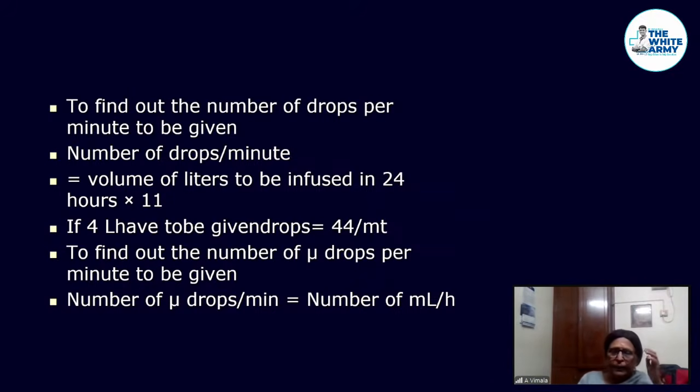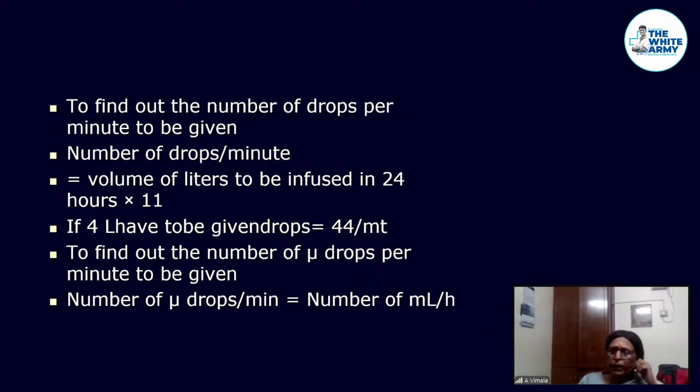Now, having said all this, you should instruct the sister how much and how to give. So how do you find out the number of drops per minute to be given? If somebody has to receive 4 liters, 4 into 11, that is the volume in liters to be infused in 24 hours, into 11, that is 44 drops per minute to be given.